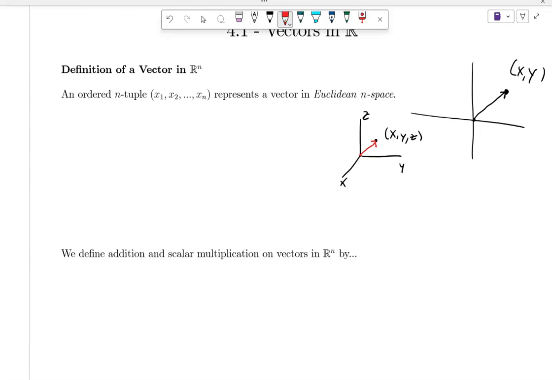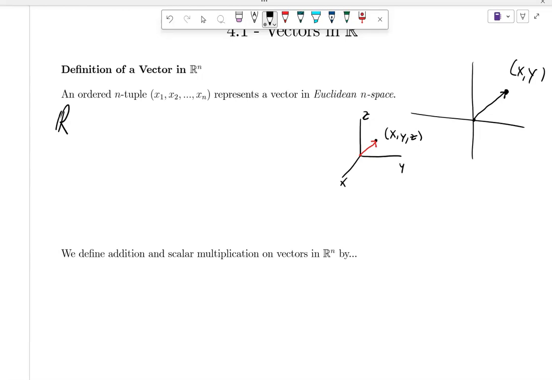This is about as good as we can do for graphical representation if we've got a 2-dimensional vector or a 3-dimensional vector, but we can do this in any Euclidean space. Okay, so we use that boldface R that I'm sure you're used to using.